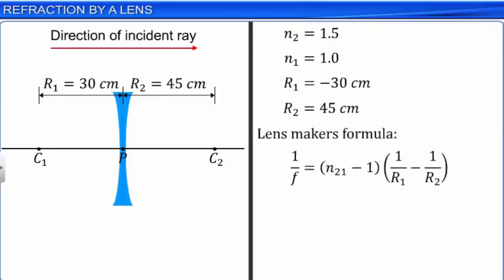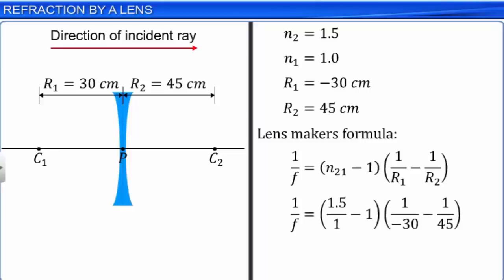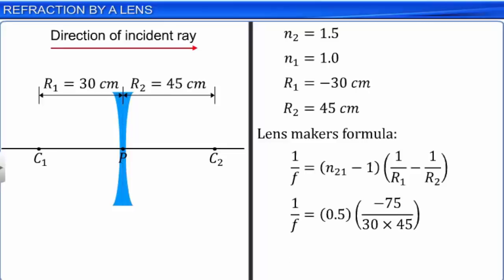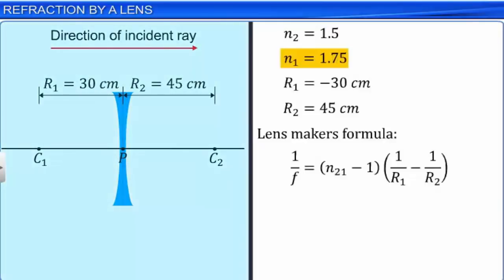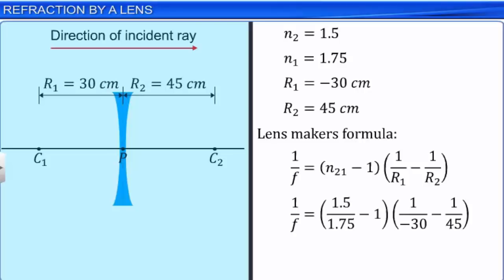What happens if the lens is placed in a liquid of refractive index 1.75? Now, N1 is equal to 1.75 and all other values remain same. Substituting these values in the lens maker's formula and on further simplification, we get F is equal to 126 cm. Note that the focal length is positive. This means that a double concave lens placed in a denser medium acts as a converging lens.